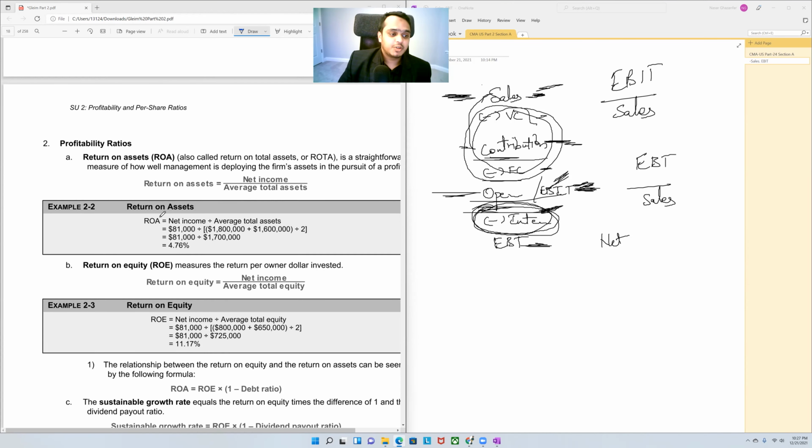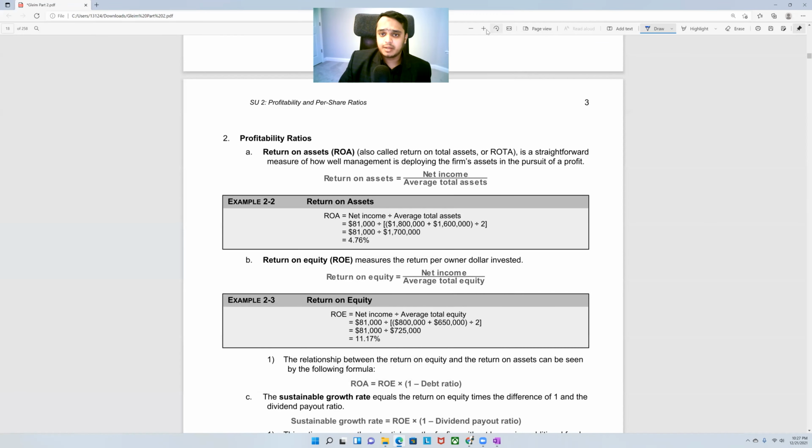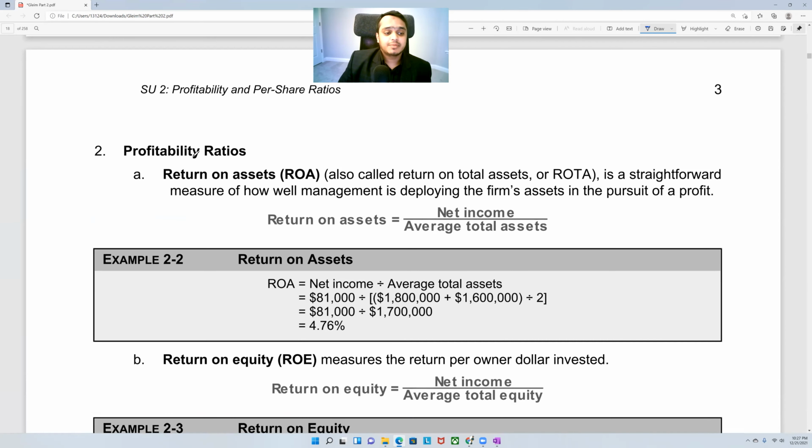Okay, then comes your profitability ratios. Let me just full screen it so that you guys will be able to look at it more properly, and let me zoom into it so that you can see it properly. Then comes your profitability ratios, where you're doing return on assets. Now when we are doing return on assets, what is your return? Net income. What you have to get it from is nothing but your average total assets.